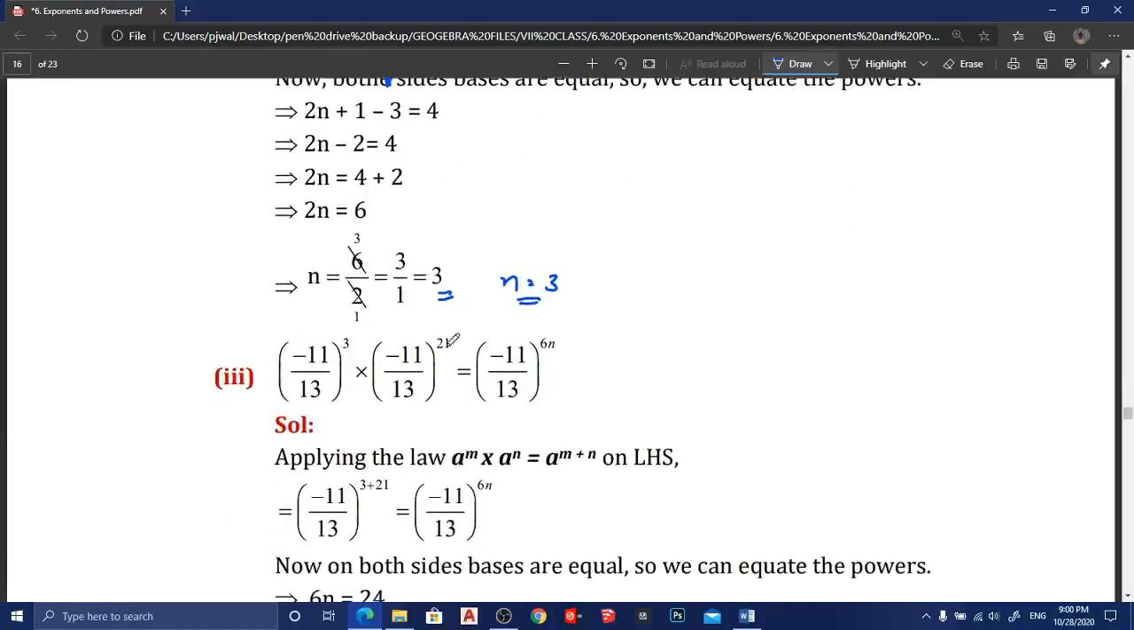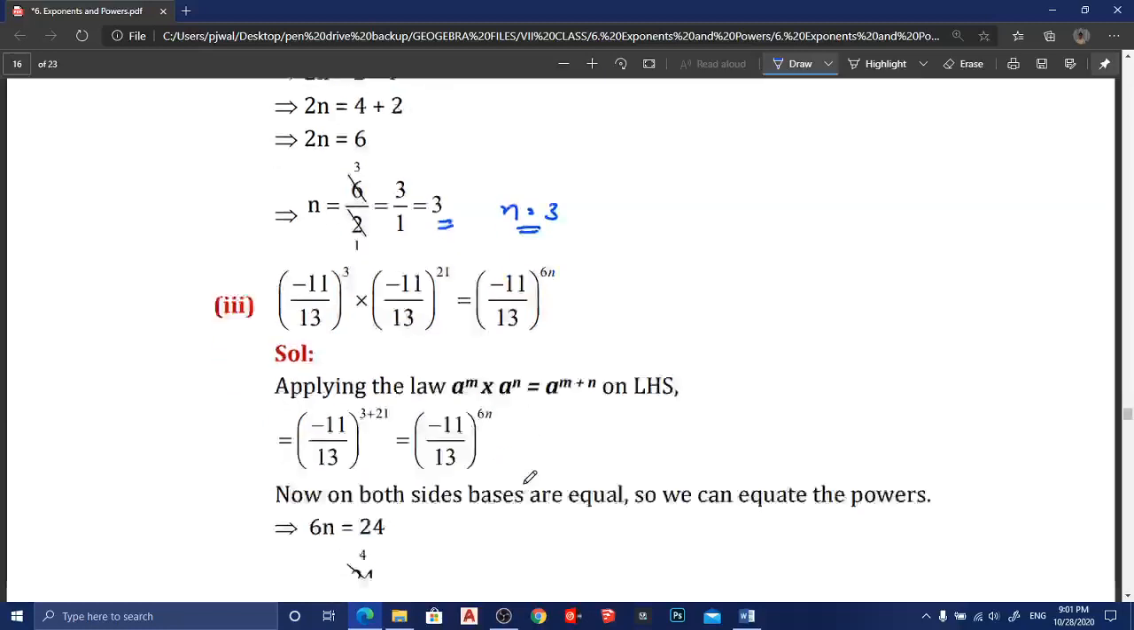So next, third one. Minus 11 by 13 whole cube into minus 11 by 13 to the power of 21 is equal to minus 11 by 13 to the power of 6n. Here also observe, both the bases are equal, powers are different, and you are multiplying. So first formula, a to the power of m into a to the power of n is a to the power of m plus n. So take the single base, minus 11 by 13 to the power of 3 plus 21. Add the powers. This is equal to minus 11 by 13 to the power of 6n.